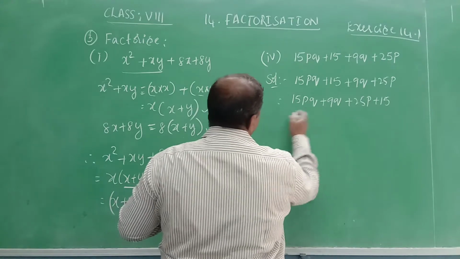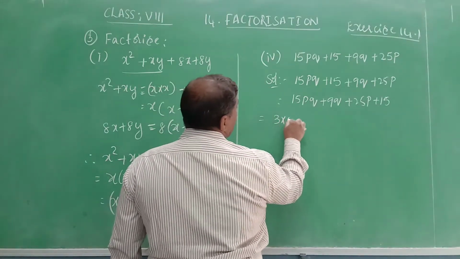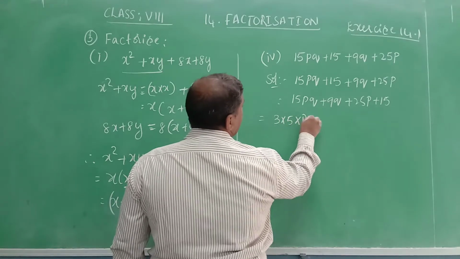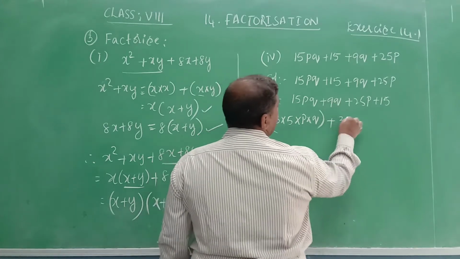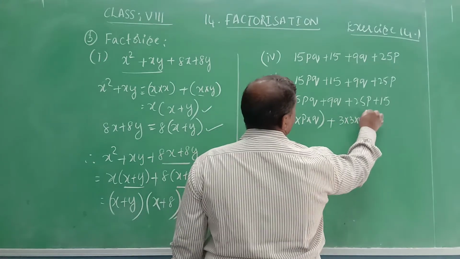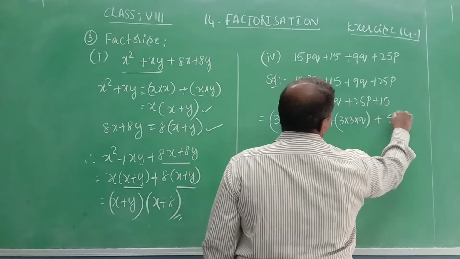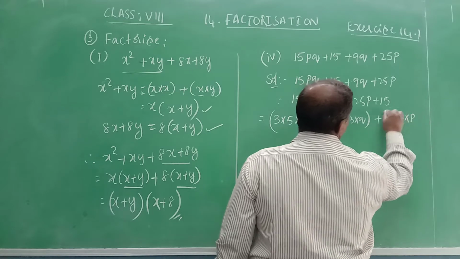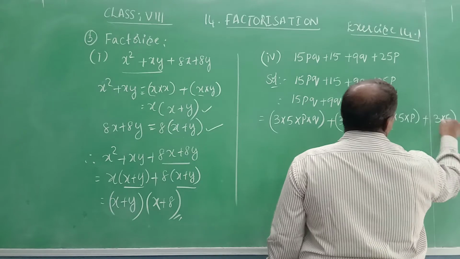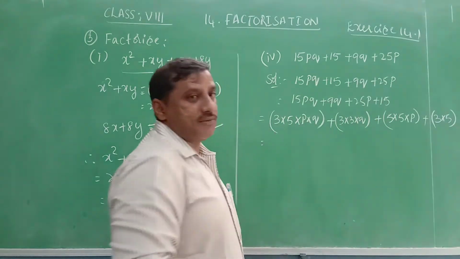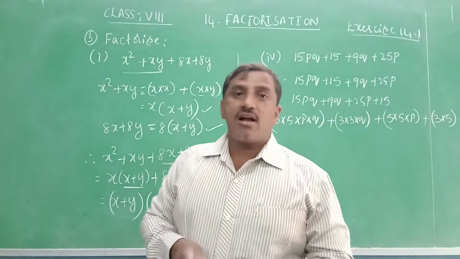Now write the factors for the first two terms here itself. 15 means it is 3 into 5 into p into q. This is 1 plus 9q means 3 into 3 into q. This is 1 plus the next two terms, 25p as 5 into 5 into p, plus 15 means it is 3 into 5. Now we take the first two terms, next two terms, identify the common factors.